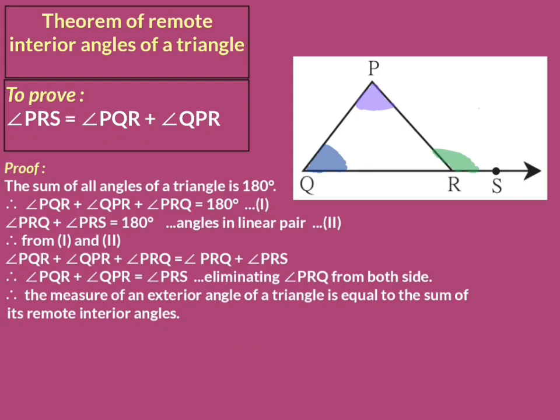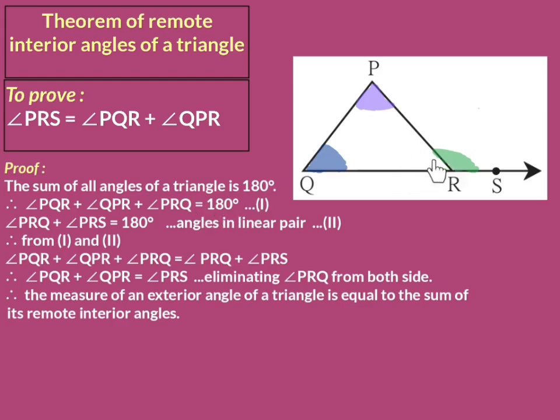Proof is very simple. We know the sum of measures of all the 3 angles of a triangle is equal to 180 degree. Now in triangle PQR, angle P plus angle Q plus angle R is equal to 180 degree. We'll write these 3 angles in 3 letters, means angle PQR plus angle QPR plus angle PRQ equal to 180 degree. The sum of measures of all the 3 angles is 180. Suppose this is statement number 1.